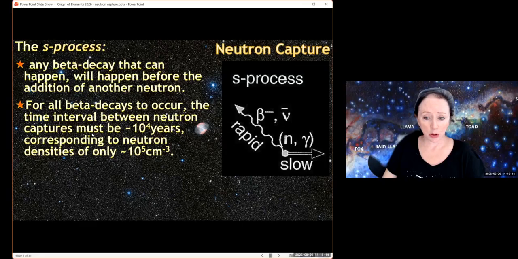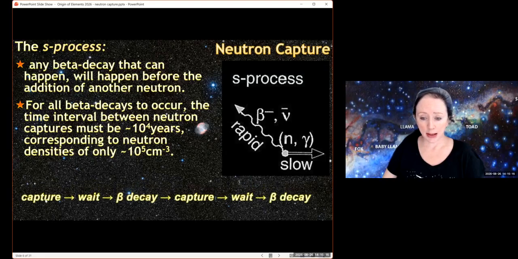So the sequence looks something like this. Capture neutron, wait, beta decay. Capture neutron, wait, beta decay, and so on. The word slow doesn't mean that the neutron itself is moving slowly. It means that neutron capture occurs slowly compared to the timescale for beta decay.